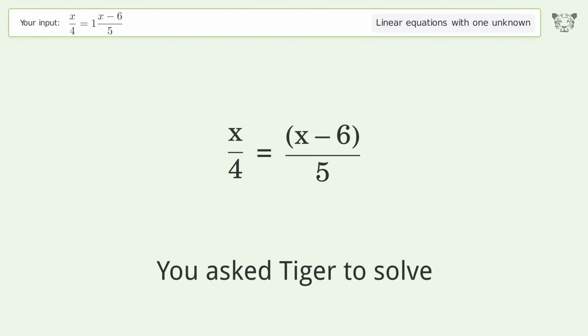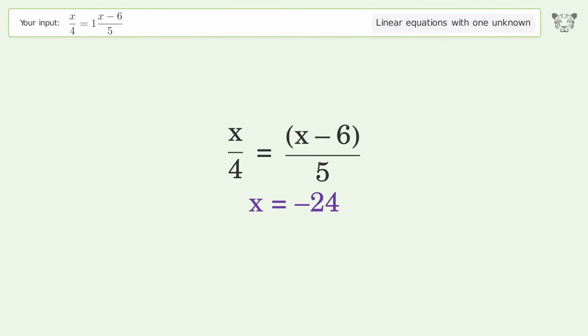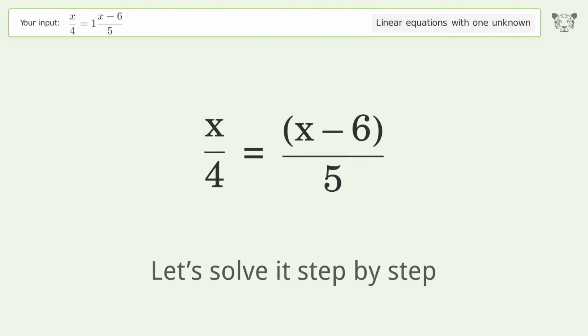You ask Tiger to solve this. It deals with linear equations with one unknown. The final result is x equals -24. Let's solve it step by step.